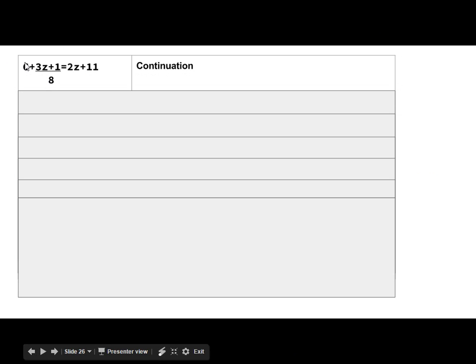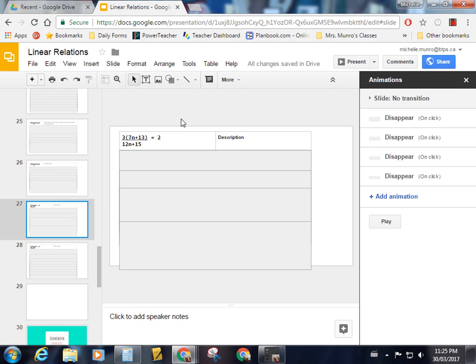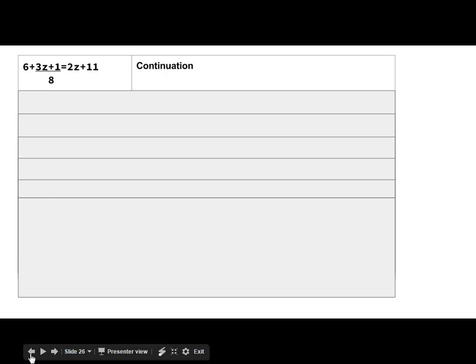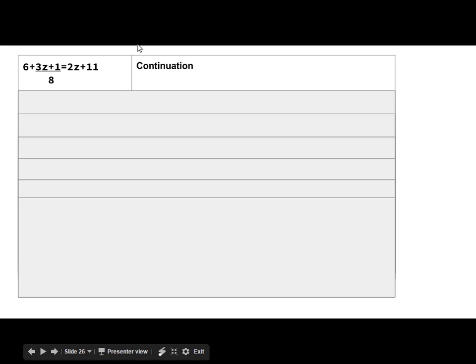I put the whole question up here at the top so that you are familiar with what question we were working on, in case you're going back and looking at these notes afterwards. Notice that I just wrote continuation on here. That way I was sure to follow what question it was and that I'm continuing with the next step of where I left off from before. Okay, so looking back, we had 3z plus 1 equals 16z plus 40 here, and we go over to the next slide.